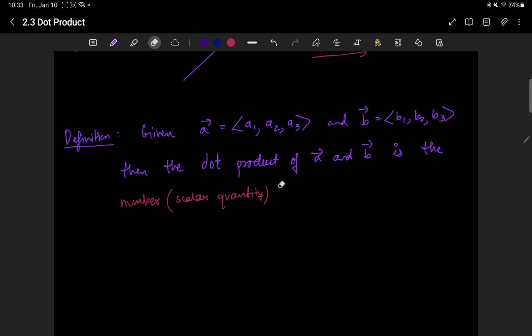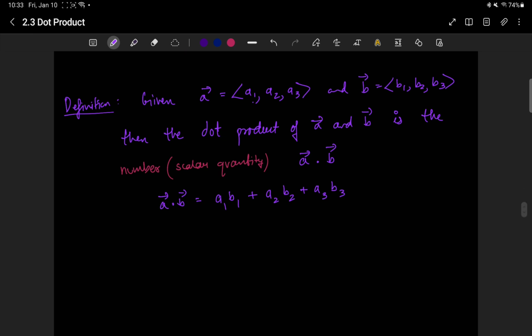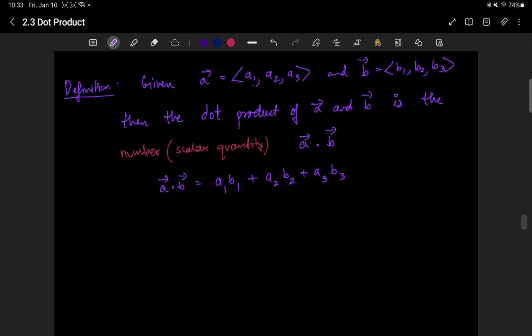The dot product, as the name says, we write as a dot. Right? So A dot B is the number. How do we obtain this number? We multiply each of the components and then add them all together. Okay, so it's never going to be a vector quantity. It's always going to be a scalar quantity.